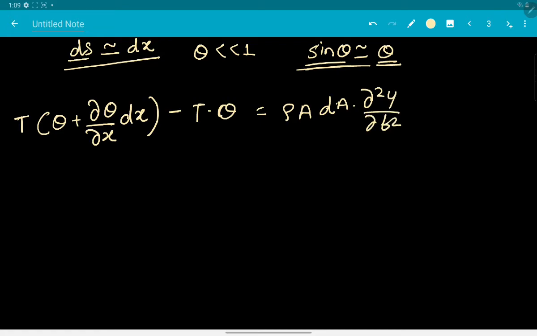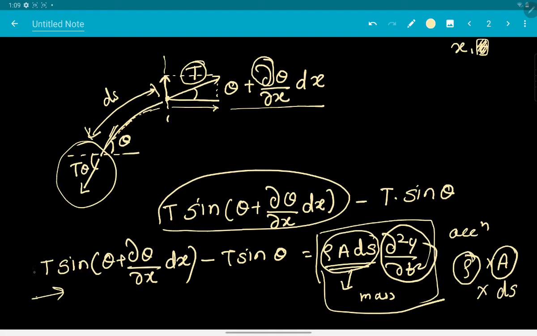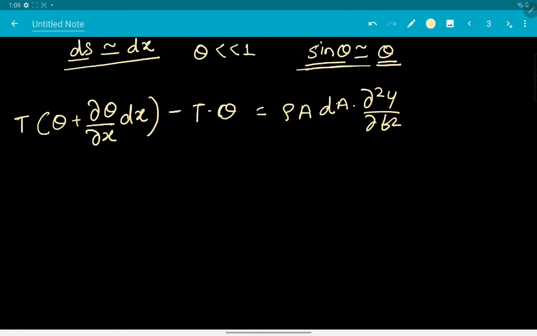I have forgotten one thing. We should have also mentioned A over here. This A is actually the area, and I have forgotten that. So we should have the area term coming over here, because this is tension, and in order to get the force you need to multiply by A. So finally, let's try to simplify this.